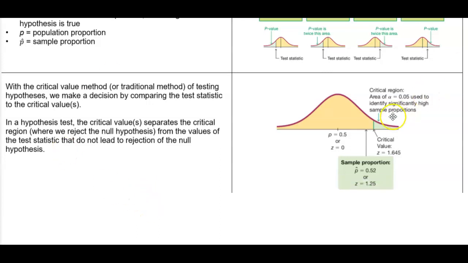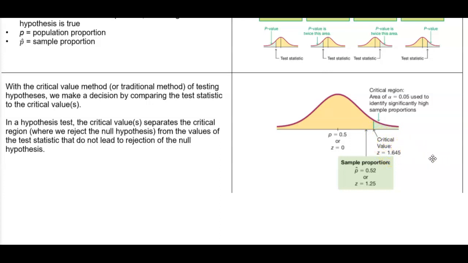So therefore, in this case here, the critical region is the area of alpha, which is equal to 0.05, used to identify significantly high sample proportions. So the shaded area represents the critical region. Now down here, we would have the critical value. So we find that critical value.